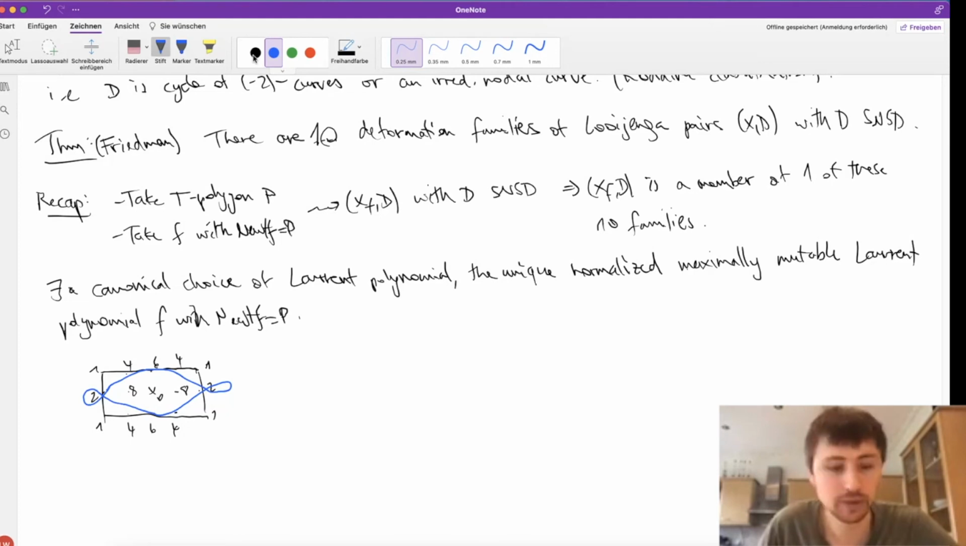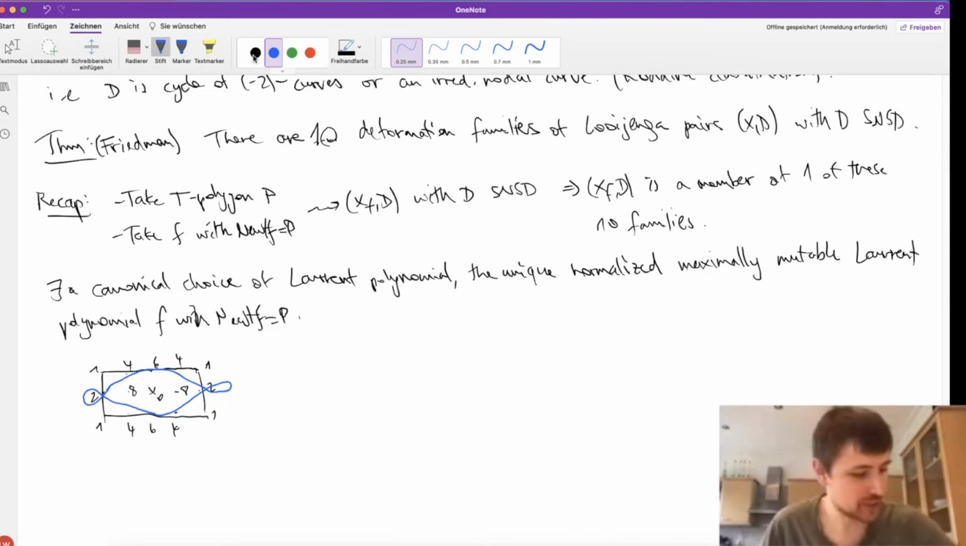And so this will give you a very large kernel of the period point. And so it shouldn't come as a surprise that if F is normalized, maximally mutable, I abbreviate like that, then actually the period point has maximal kernel. So it's constant equal to 1. Can you still see? Yes. Okay. X_F is constant equal to 1 if F is MMLP.